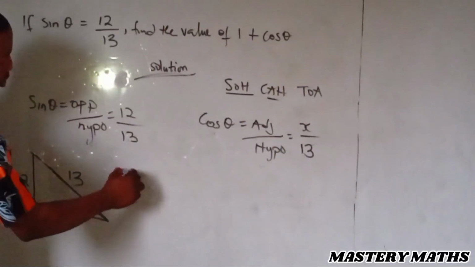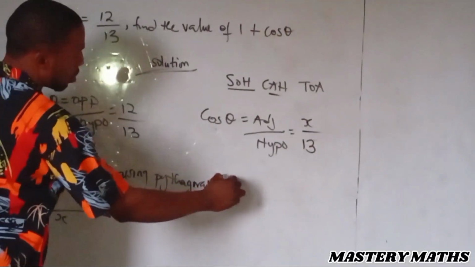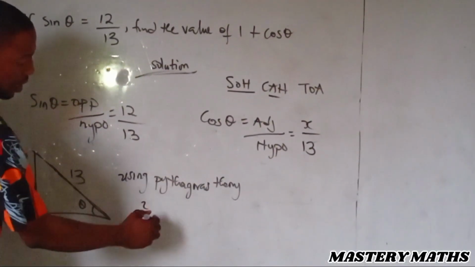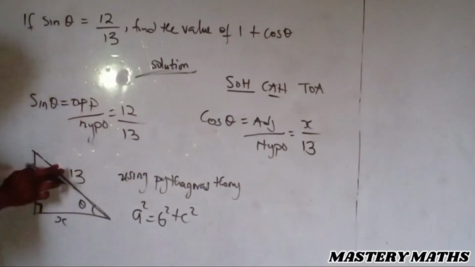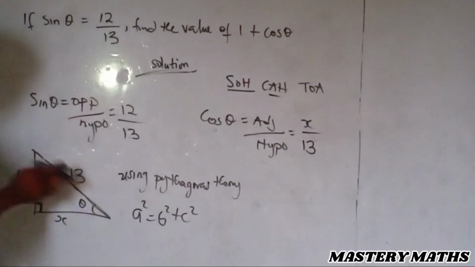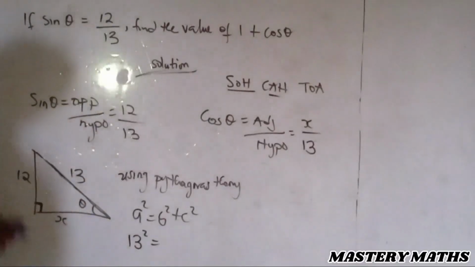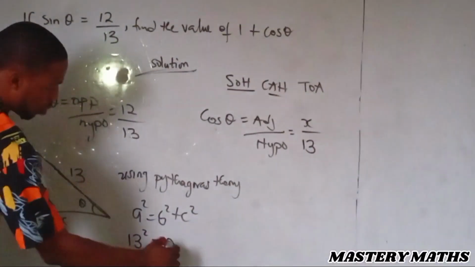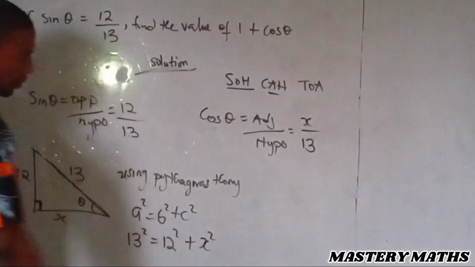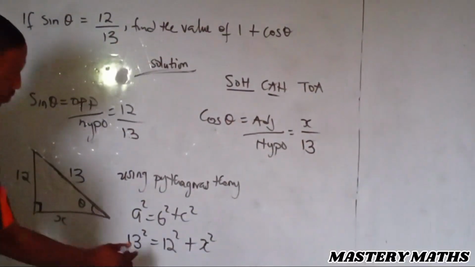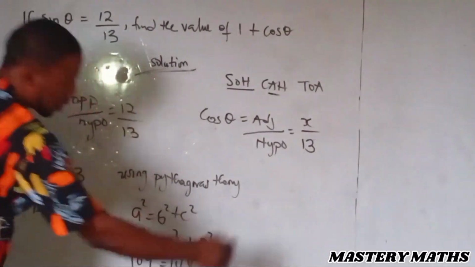So you write, using Pythagoras theorem, which is a square equal to b square plus c square. So now our a square is the biggest side, which is 13 square, equal to, this is your b, which is 12 square, plus the c is the x, which is x square. So 13 square gives you 169, 12 square is 144, plus x square.